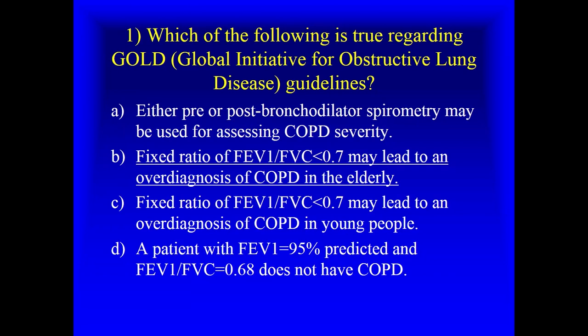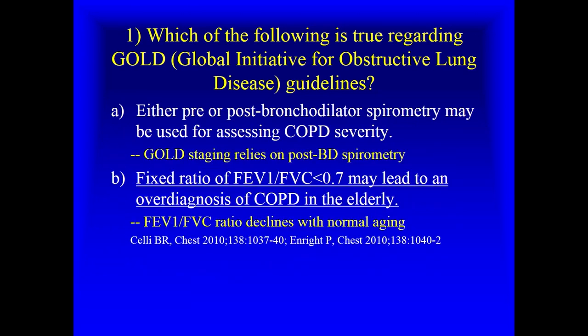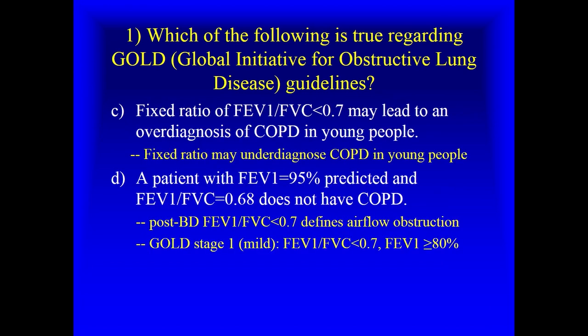A fixed ratio of FEV1 to FVC less than 0.7 may lead to an overdiagnosis of COPD in the elderly. The reason why answer A is wrong is that GOLD staging relies on post-bronchodilator spirometry. B is correct because we know that the FEV1 to FVC ratio declines with normal aging, so using a fixed ratio may overdiagnose COPD in the elderly. Conversely, a fixed ratio may underdiagnose COPD in younger people, which is why C is incorrect. D is incorrect because we know that a post-bronchodilator FEV1 to FVC ratio less than 0.7 does define airflow obstruction consistent with COPD, and this patient would be categorized as having mild or GOLD stage 1 COPD since their ratio is reduced but their FEV1 is over 80% of predicted.